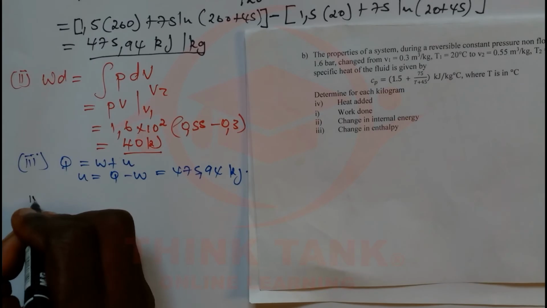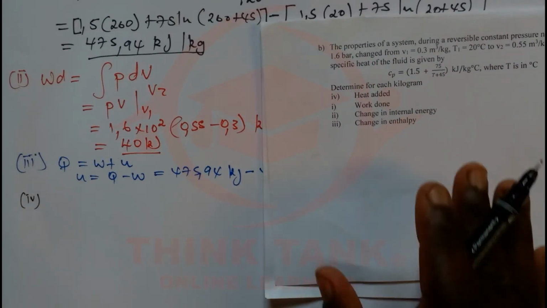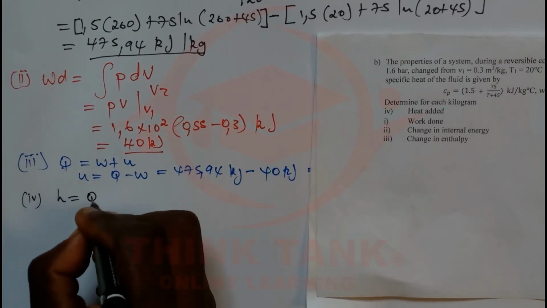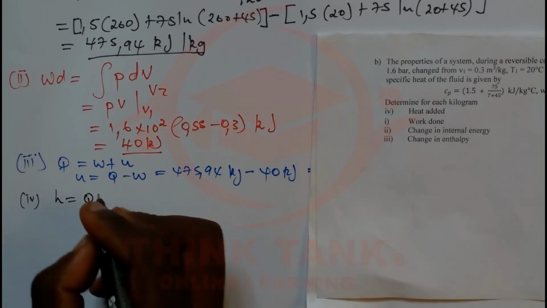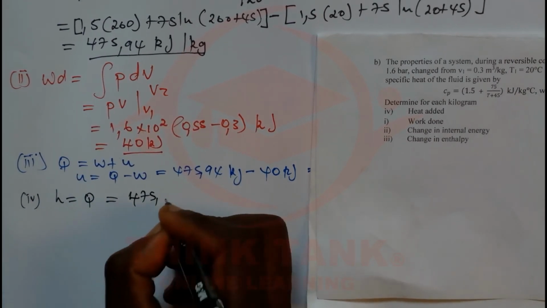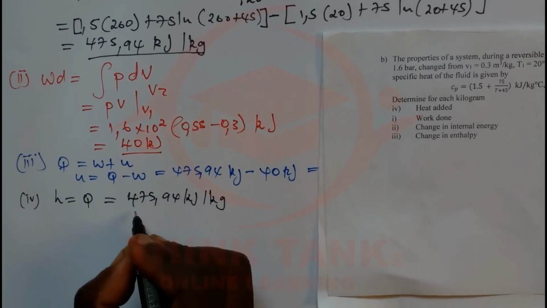Okay, change in enthalpy, that's going to be the last question. But as you can see, this is a non-flow process. If the process is non-flow, that means the change in enthalpy is going to be the heat added to the system, right? So it's going to be Q, and this is equal to 475.94 kilojoules per kg.